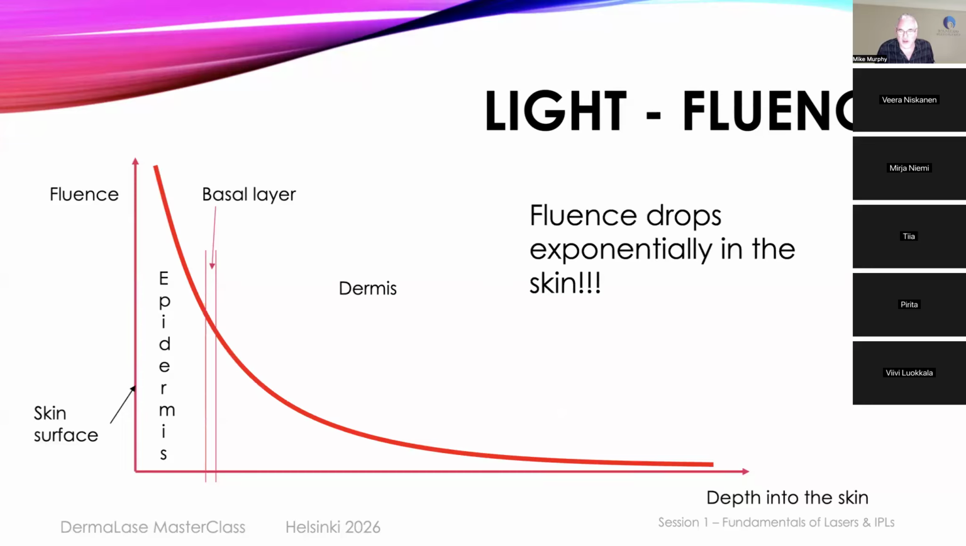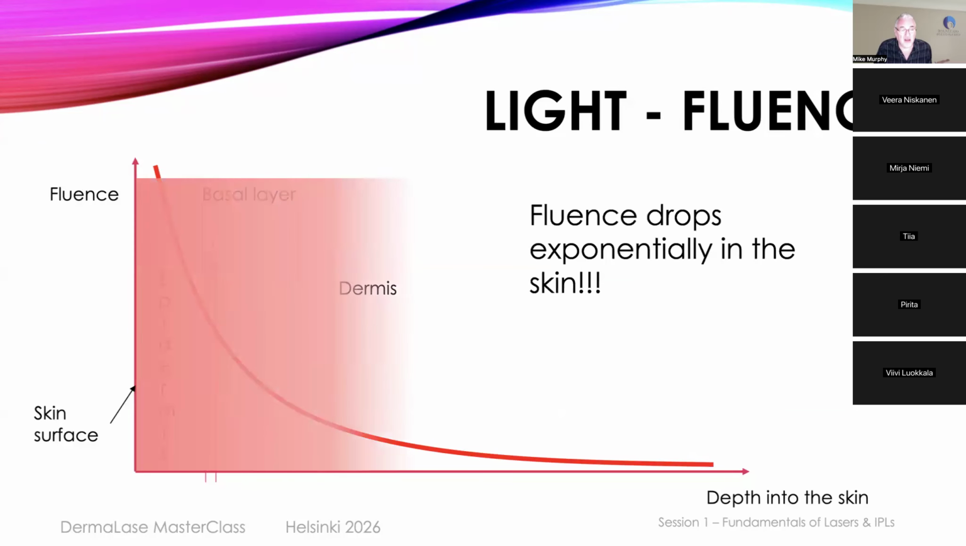Now, it's not exactly exponential because it depends on what is in the skin, whether there's a lot of water or blood or tattoo pigment or whatever. So this is a sort of an idealized representation. So there's always going to be more energy near the surface or just below the surface compared to deep in the dermis. And this is the same for pretty much all wavelengths that we use.